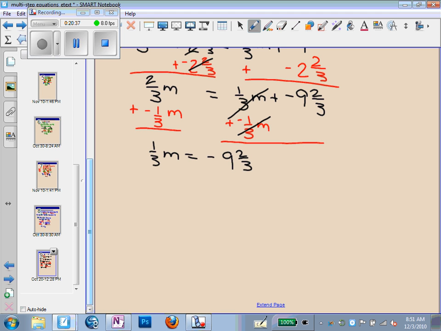Now I'm going to have to change the negative 9 and 2/3 to an improper fraction so that I can multiply by the reciprocal. So I get 1/3 m equals 3 times 9 is 27 and 2 is 29 over 3. I'm going to multiply by the reciprocal, which is 3 over 1. And when I do, those 3's cancel, and we're left with m equals negative 29.